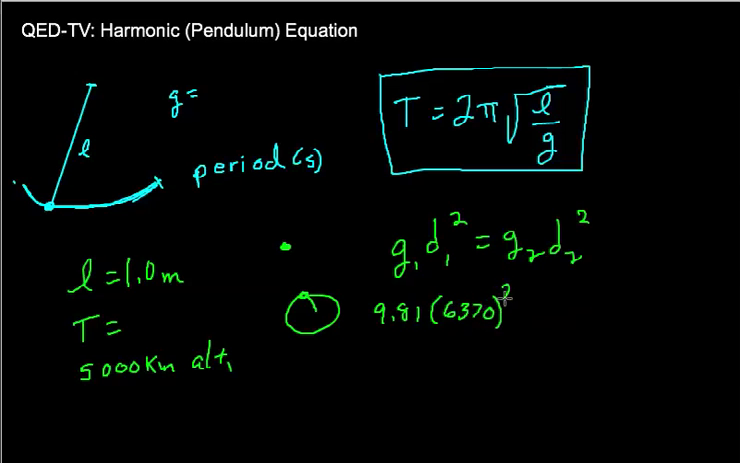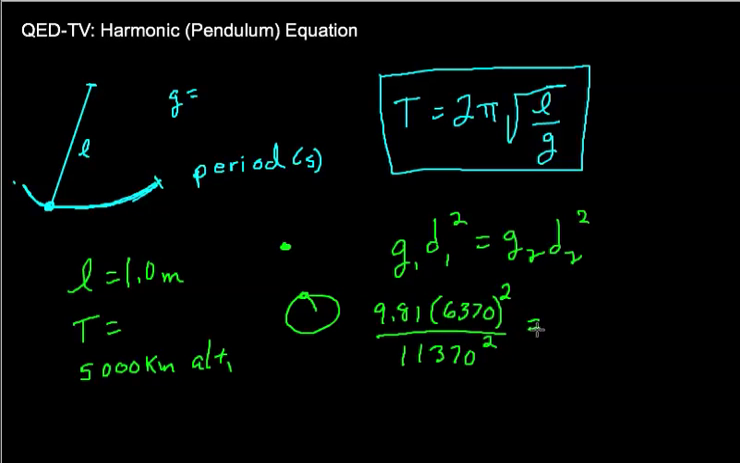We can keep it in kilometers here because those are going to cancel out anyway, and we can still get our gravity in meters per second. And we're going to divide that by another d squared, which is the distance all the way from here out to here. So we're going to take our 6,370 and add 5,000 onto it. So I'm going to have 11,370, and never forget to square the distance.